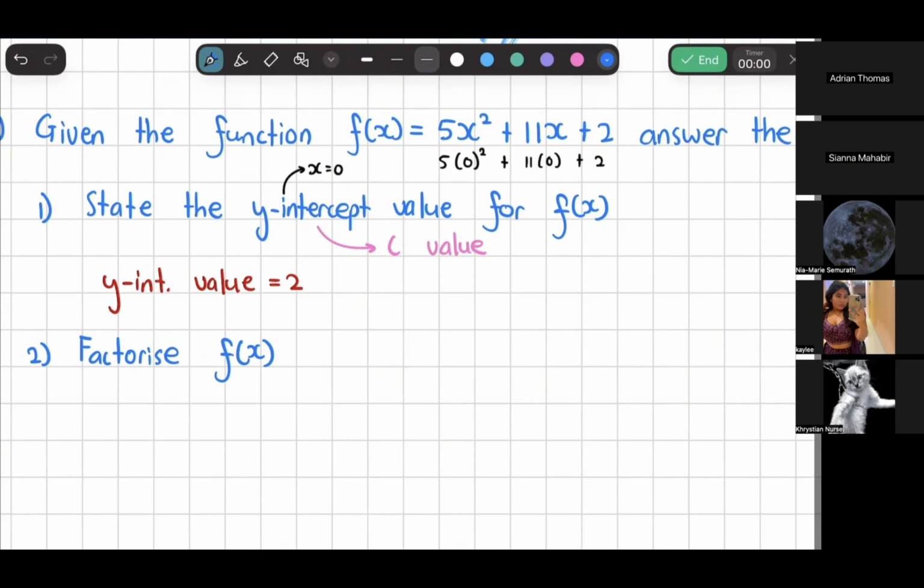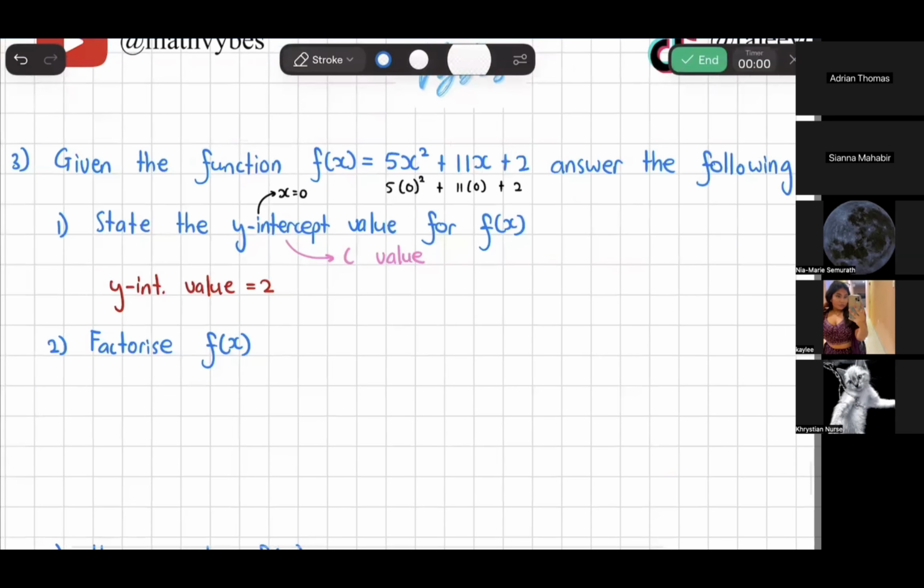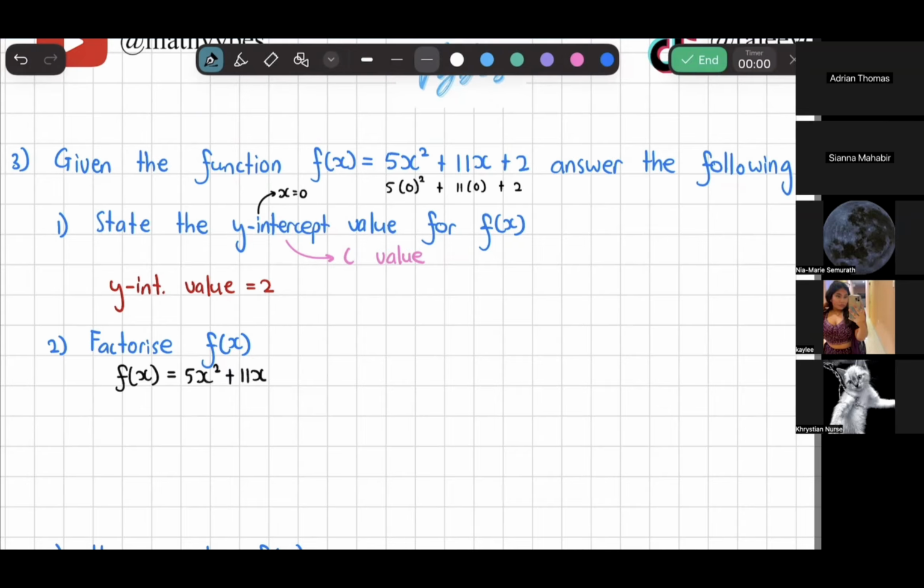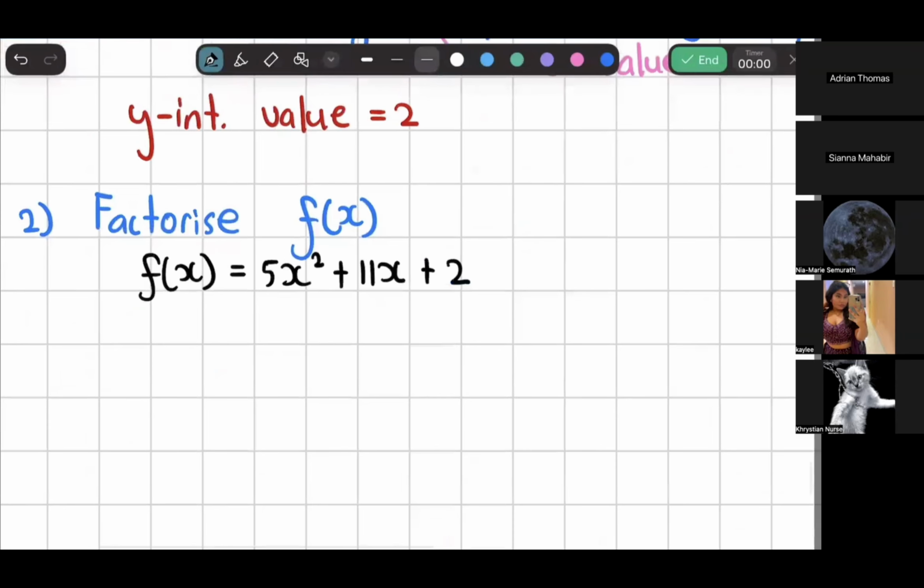Why? What is our quadratic here, Christian? Could you tell me what's the quadratic we have here in this question? 5x squared plus 11x plus 2, sir. Right, that's the quadratic we have here. What is the value for A?